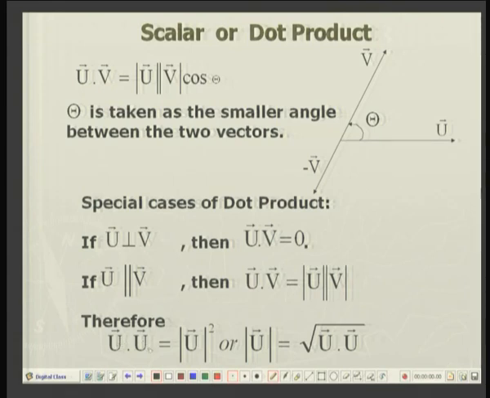A special case of this is that u is dotted with itself. So u dot u, again it is a case of product of two parallel vectors. So the result is the magnitude of u squared, or inversely we can say that the magnitude of u is equal to the square root of the dot product of u with itself. So that also gives a way to calculate the magnitude of a given vector.